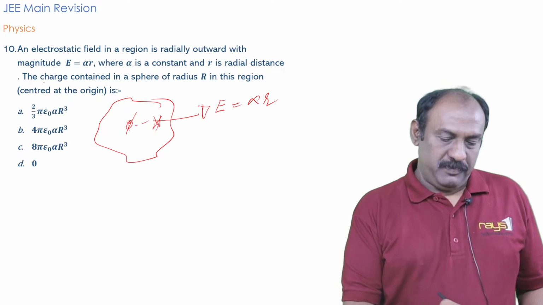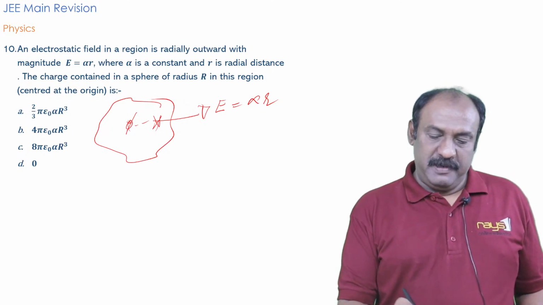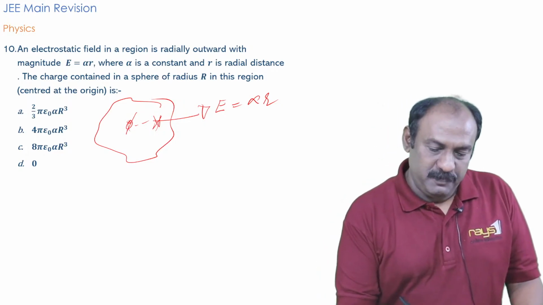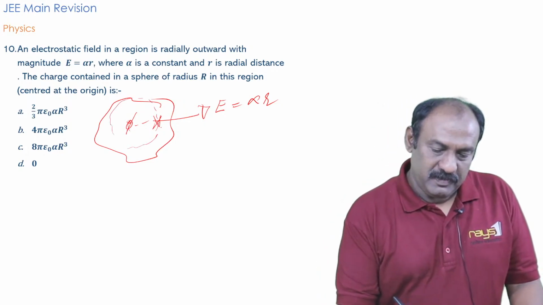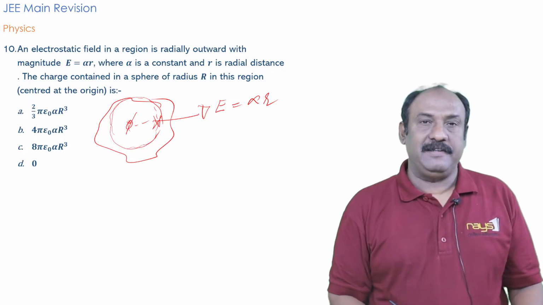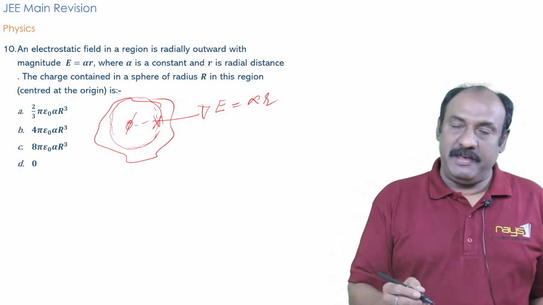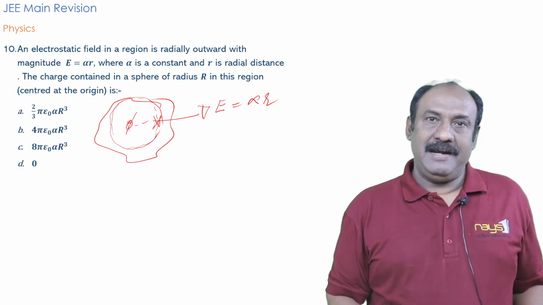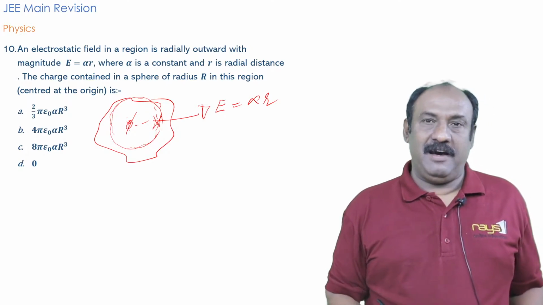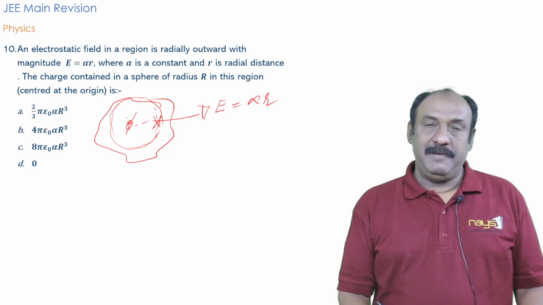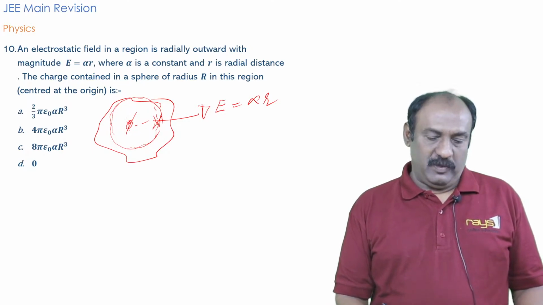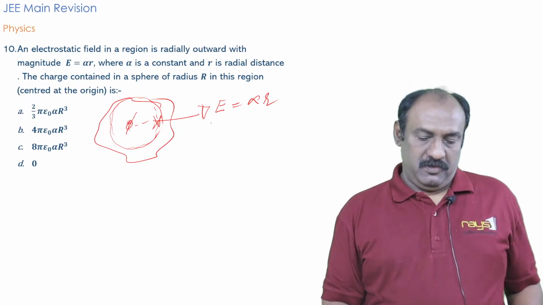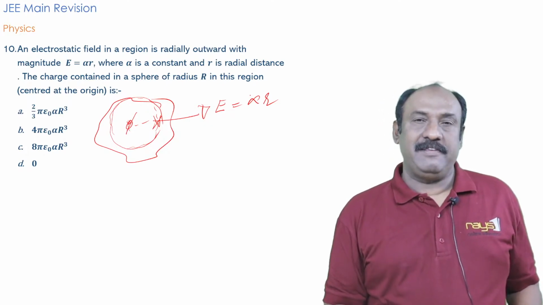Now, what is the charge contained in a sphere of radius R in this region? By considering a sphere of radius R, with the center of that sphere at the origin or center of this field, what will be the charge contained in it? So here we have to consider the charge, since the electric field intensity is given.